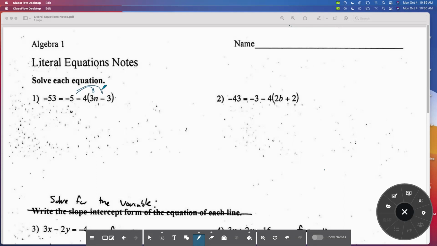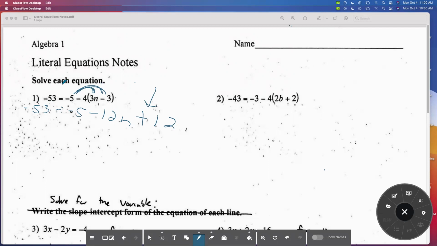This is where 99% of the mistakes happen, in distributing something that's negative. Notice that the -53 has nothing to do with it. The -5 is staying there. -4 times 3n is a -12n. -4 times a -3 is a +12. So if you come up with an answer that's a decimal, good chances that you probably did something wrong. If you did something wrong on the first step, it's usually because students forget to distribute the negative throughout. So double check your paper, make sure that you got that +12 at the end.